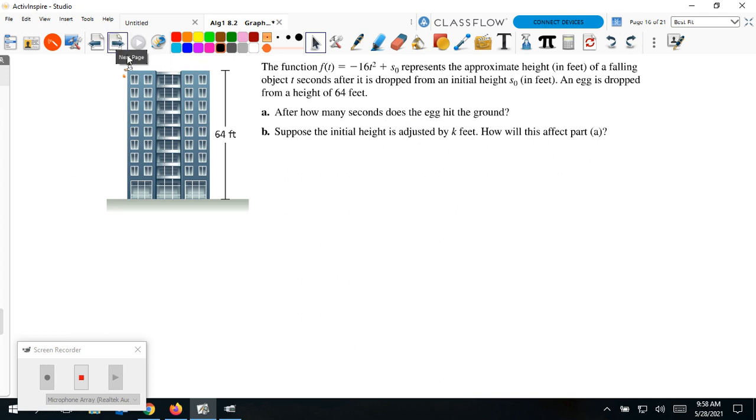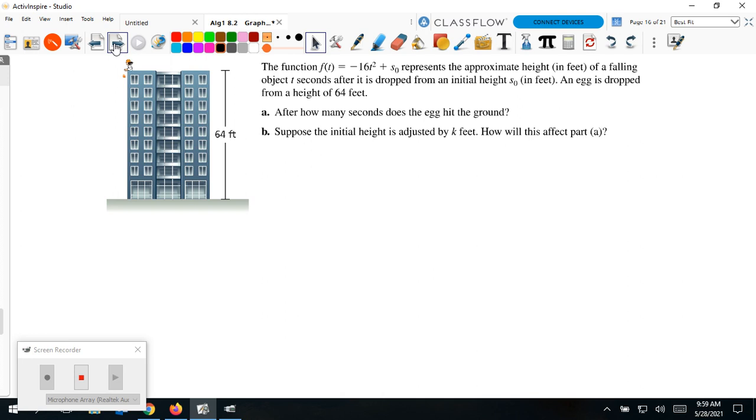And then on this one it says, suppose the initial height is adjusted by k feet, by some number. We're actually going to have a number. So if your height gets adjusted to be a higher height, where you're up even higher than this, it's going to take longer to get there. The t will be a bigger number. If the height gets down lower, if now you're down somewhere in here, less than 64, it's not going to take as long to hit the ground.